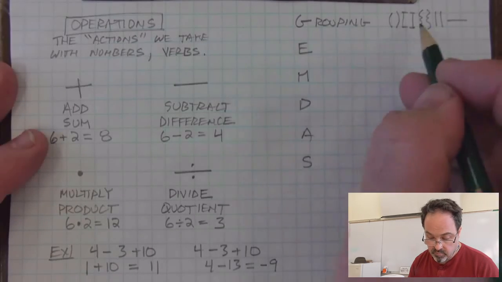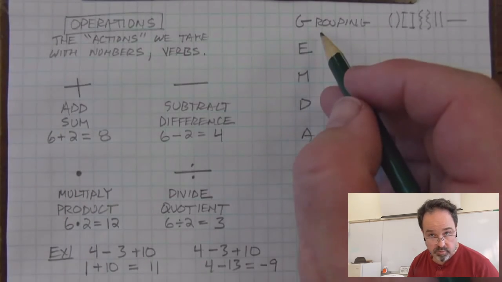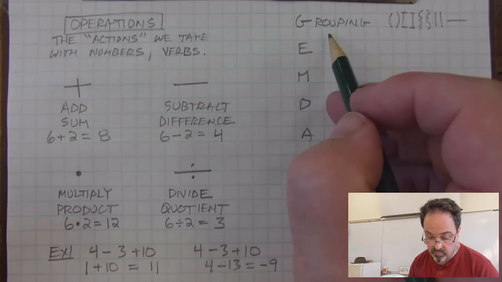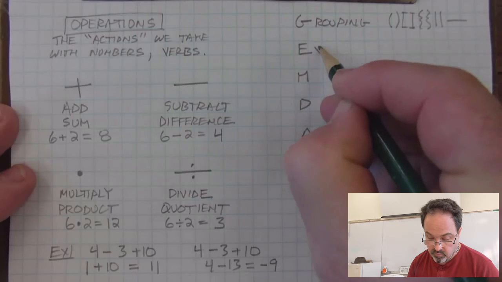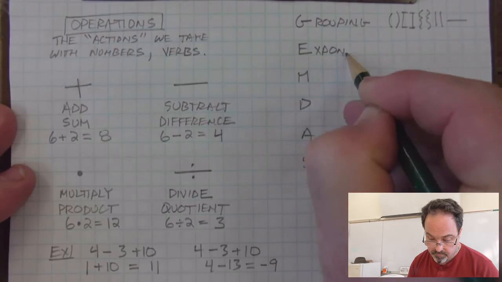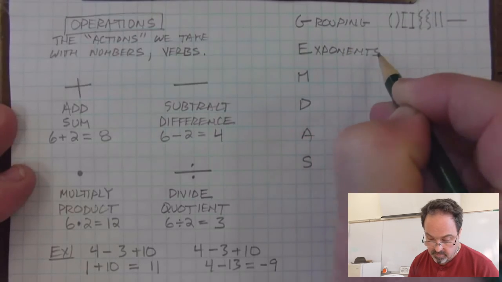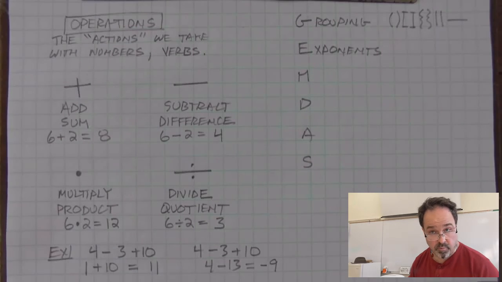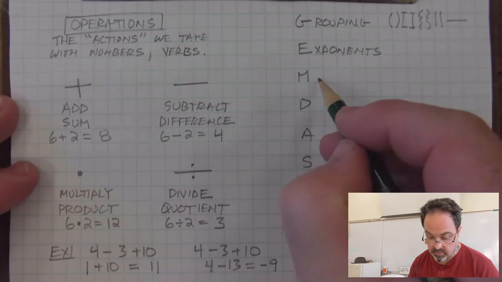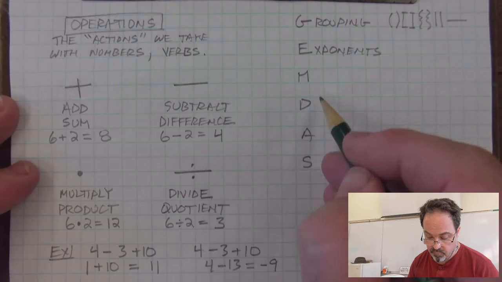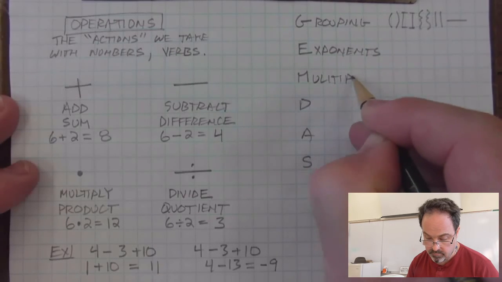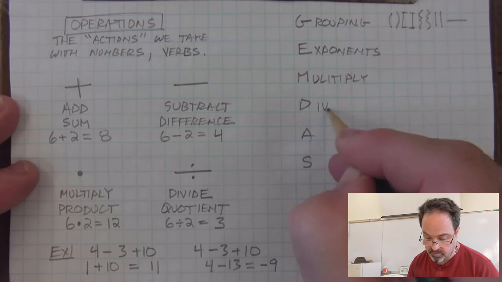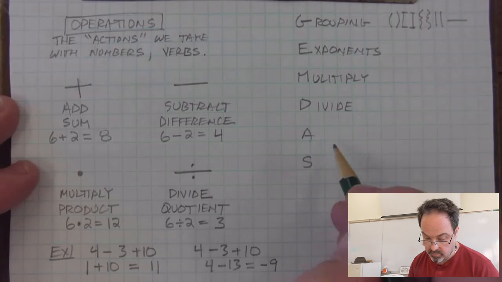We do grouping symbols first. We look to see if our problem has grouping symbols and resolve what's inside first. Then we move on to exponents. Exponents are powers, repeated multiplication. And then we get to our 4 fundamental operations: multiply and divide, before adding and subtracting.